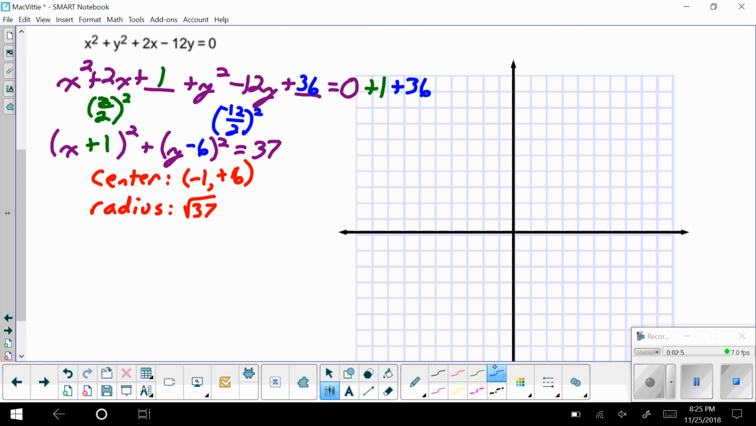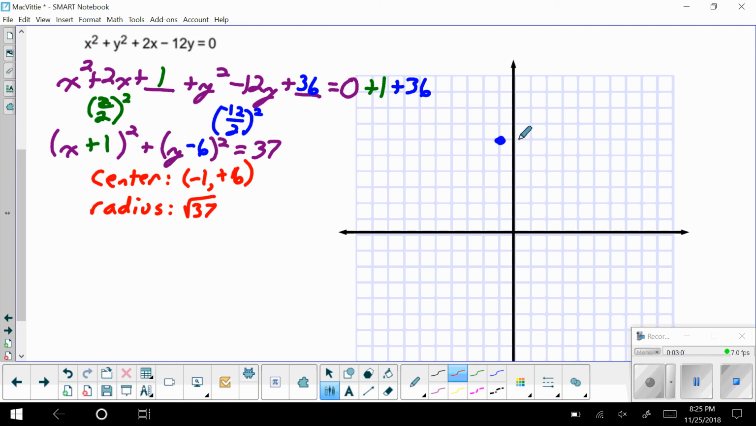So if I were graphing this, I would put a point at negative 1, 6, which is my center. It's not actually part of the circle, but it is how I graph my circle. And then all I do is go out the radius.